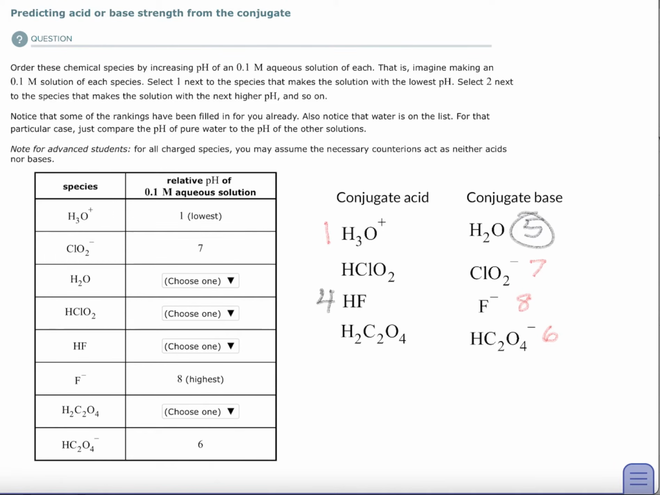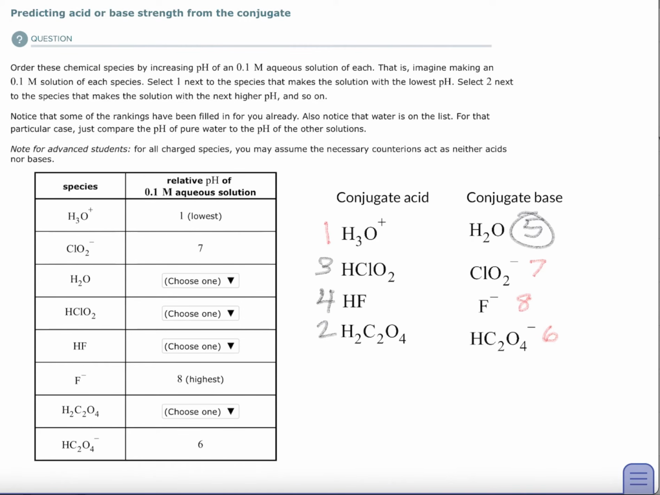Now the other ones are 2 and 3, and it's going to be in that same list. 7 is now weaker. It's a weaker weak base, and that means that I have to have a stronger weak acid. And then the last one is weaker still, and so it is going to be even stronger.